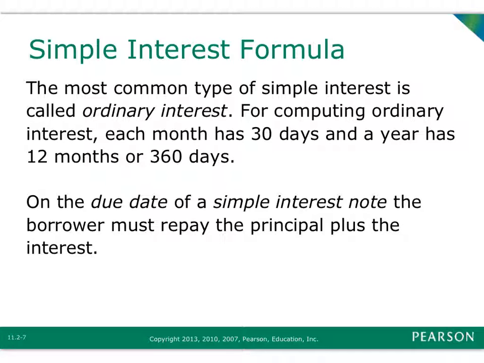The most common type of simple interest is called ordinary interest, and for computing ordinary interest, each month has 30 days and a year has 12 months or 360 days. On the due date of a simple interest note, the borrower must repay the principal plus the interest. In other words, the payment is equal to the principal plus the interest.